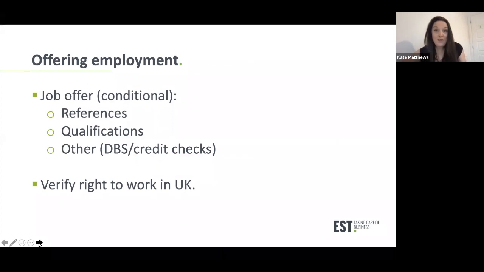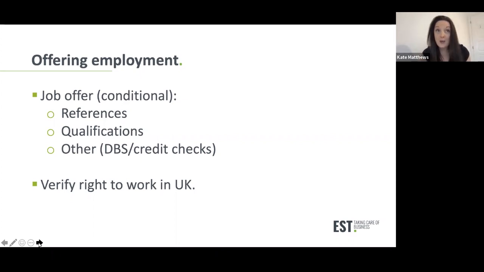So once you've determined what type of person you need to bring on board, you're going to offer them employment. Here, it is a really good idea to offer employment formally in a letter, and for that job offer to be conditional. What that means is you would set out in the job offer what it is that you're offering, but you would make it conditional on certain things. For example, if you're intending to seek references, then you would say in the letter that this offer of employment is conditional upon us receiving two satisfactory references.